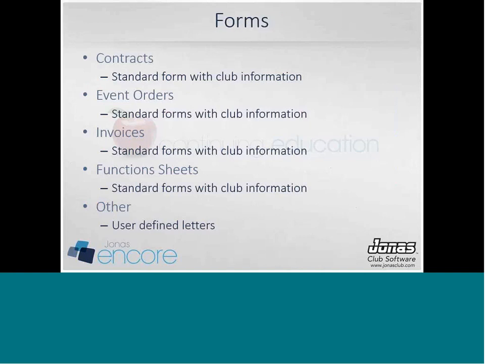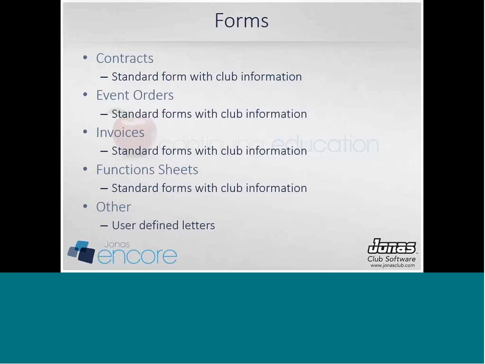So once you've built your BEO, you can review the forms for those events. You can see the contract, which is a standard form with club information. You can look at an event order, a function sheet. The difference between your event order and the function sheet is one is internal, normally doesn't have prices on it, so that you can hand it out to your staff.